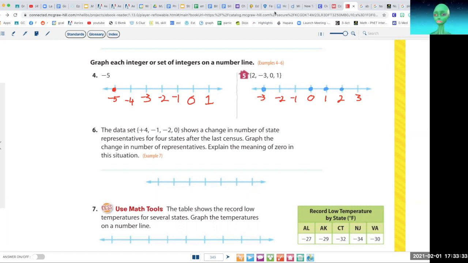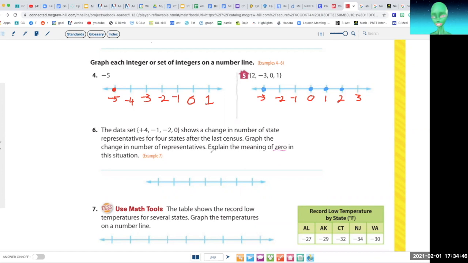Easy peasy. Okay, so now let's look at number 6. It says the data set +4, -1, -2, 0 shows the change in number of state representatives for 4 states after the last census. So what this means is, depending how many people live in a state, they get more or less representatives in Congress. Graph the change in number of representatives. Explain the meaning of 0 in the situation.